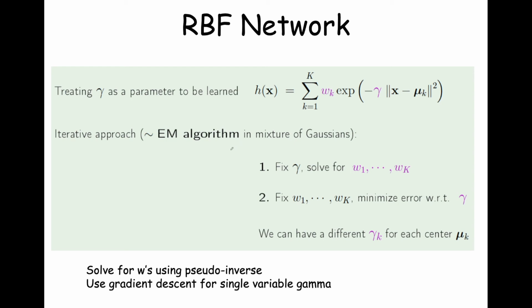So what do we do? An iterative approach, which is very much like expectation maximization, which is used to solve a mixture of Gaussians. If we think of our W vectors, those are mixture weights, and our exponential, that's like a form of Gaussian. Well, it is a Gaussian, a very simple Gaussian. And so with this iterative approach, again, we're going to alternate. We're going to fix our gamma, and using that, solve for W. That solution for W could be through a pseudo-inverse. And then, once you find those W's, you fix your W's, and then you minimize error with respect to your gamma.